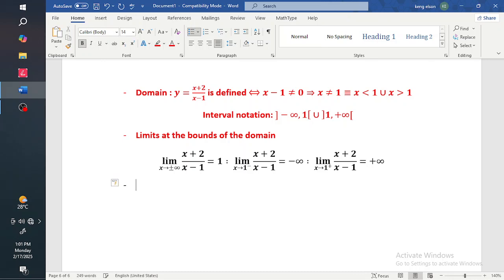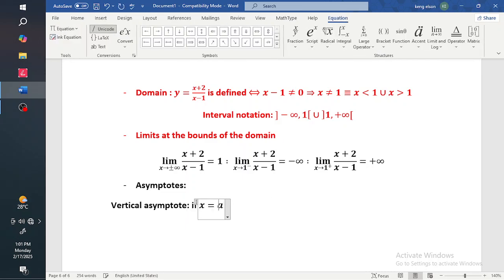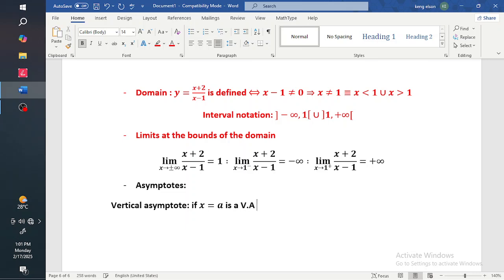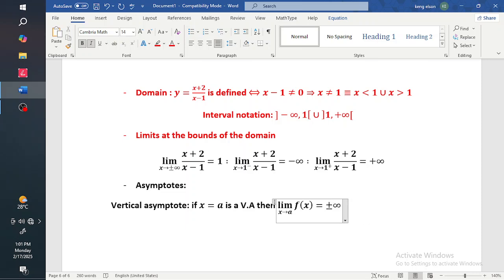Now the next thing to do is we have to talk about the asymptotes. What are asymptotes? Asymptotes are lines that behave like the curve at infinity. So in pure mathematics, we have 2 types of asymptotes. We have the vertical asymptotes, which by definition, if x equal to a is a vertical asymptote, then the limit as x tends to a of the function f of x is equal to plus or minus infinity. That is the definition of a vertical asymptote.